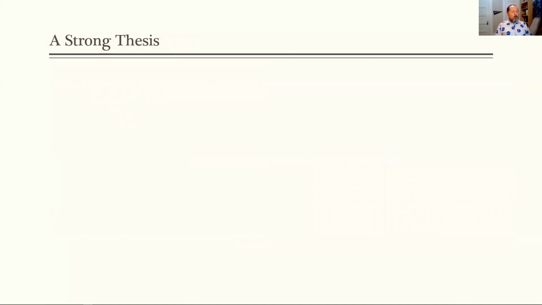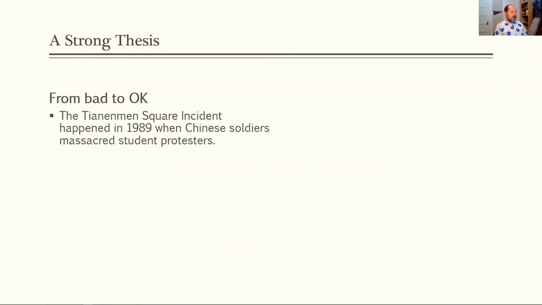So I want to talk about what a strong thesis would look like in this paper. First, some examples of a not great thesis. I'm going to give an example using the Tiananmen Square massacre, the Tiananmen Square incident. You may have seen photos of the guy standing in front of the tank, right? He's holding a bag and he's just one person standing in front of a tank. There are other photos that show bodies littering that entire street or lot where that happened. The Tiananmen Square incident happened in 1989 when Chinese soldiers massacred student protesters.